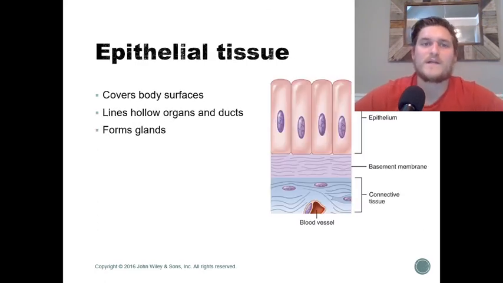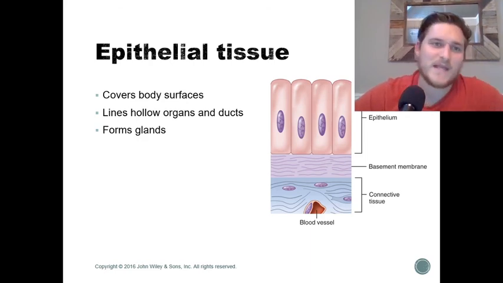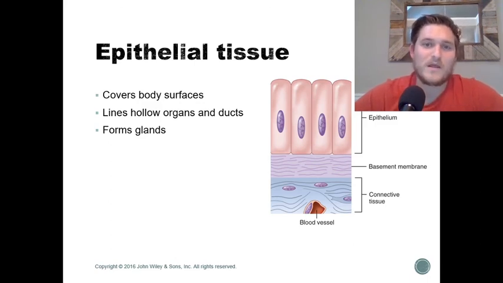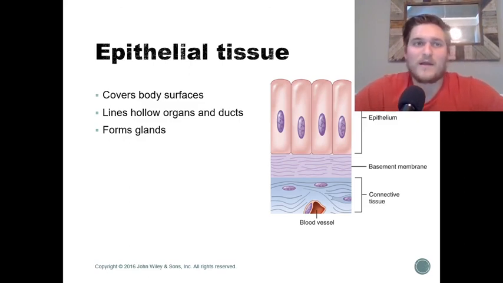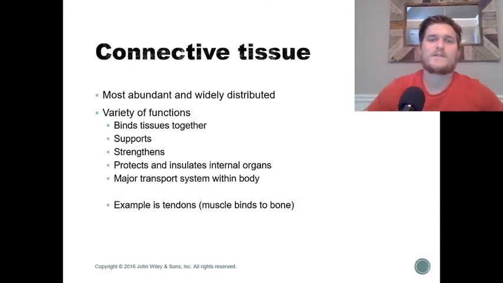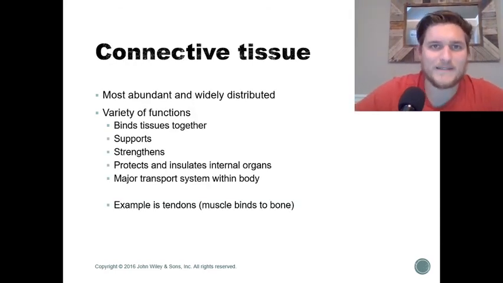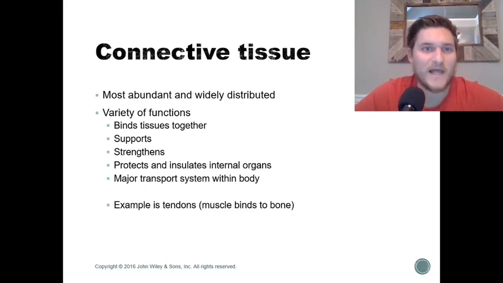The first tissue we'll discuss is epithelial tissue, and you probably spent hours in anatomy trying to memorize simple squamous, cuboidal, columnar, and all the different places that these tissues are found. But just a general overview, epithelial tissue covers our body surfaces, so you'll see it in the skin. It also lines hollow organs and ducts. You can find epithelial tissue lining our lungs, our kidneys, blood vessels, and it also will be used to form glands.